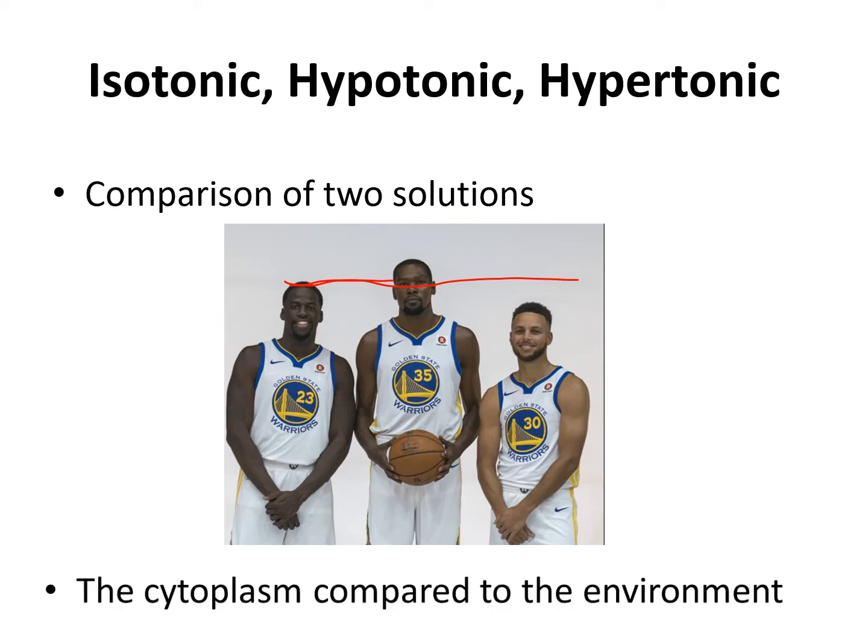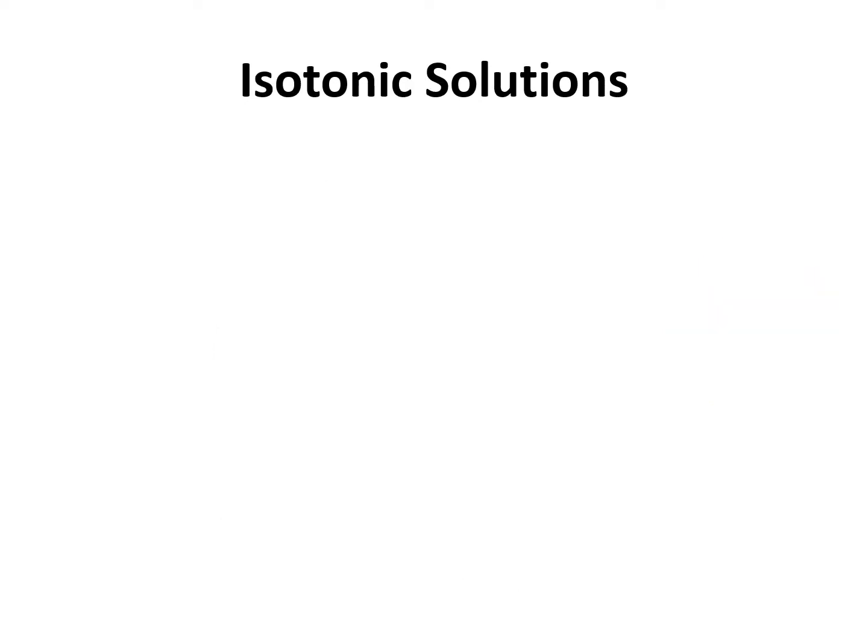And in terms of osmosis problems, what you are comparing are the cytoplasm compared to the environment. So the cytoplasm of the cell, that is a solution inside the cell, and you're comparing it to the solution outside of the cell. Now I want to go through those three terms in more detail. So I'll start with isotonic.